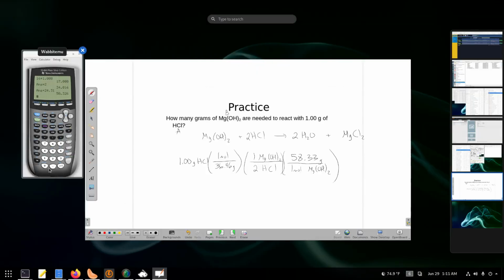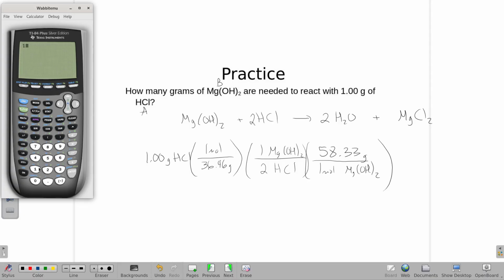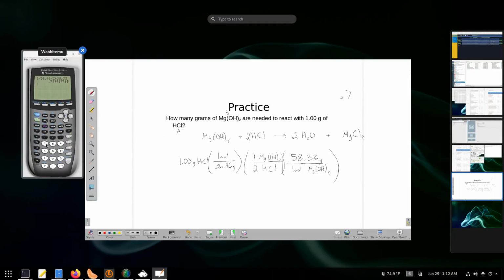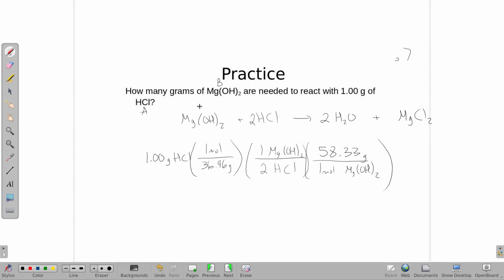And our calculation will look something like this. 1 divided by 36.46, also divided by 2, times 58.33. I'm going to need 0.7, was that 2 nines? Oh, 0.799999, so 0.800 grams. All right.